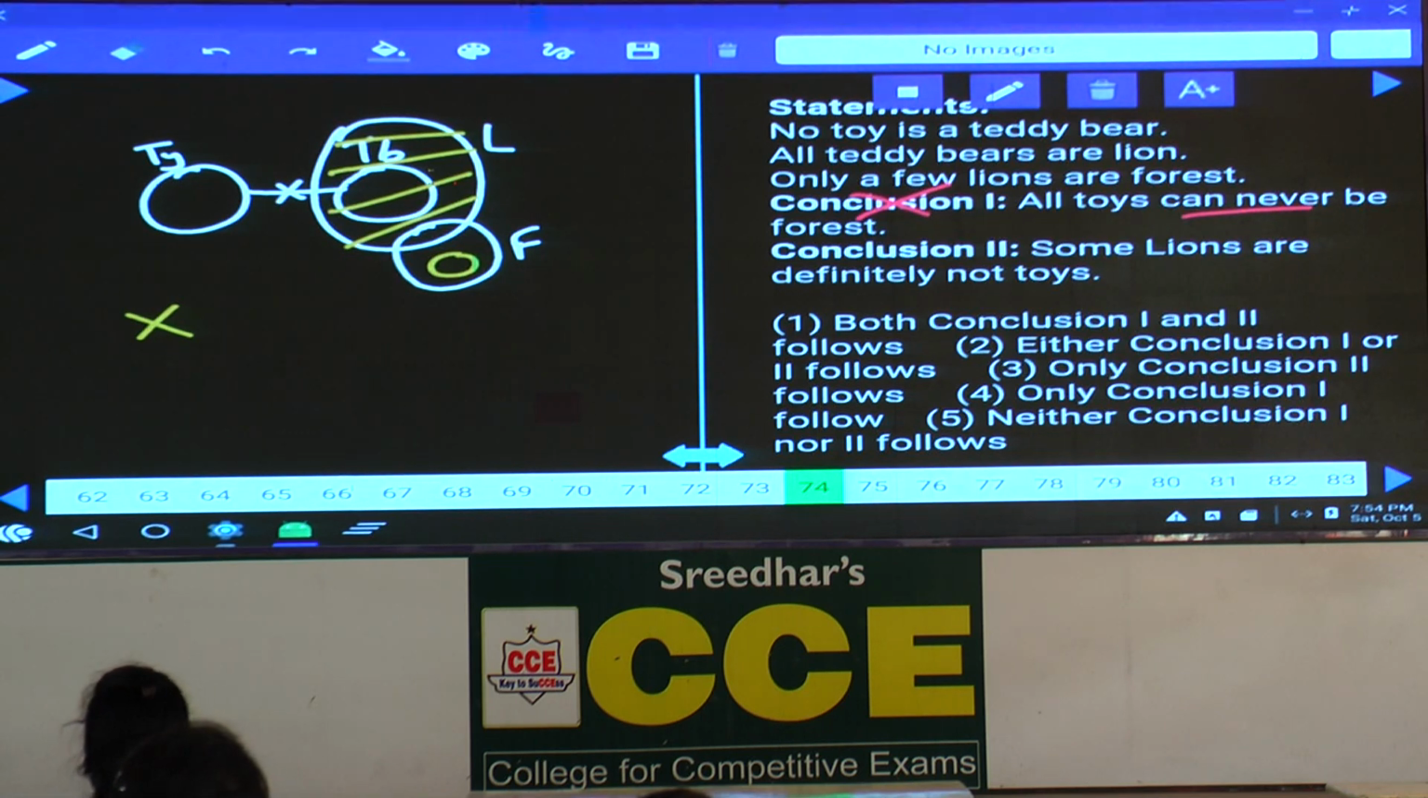And second, some lions are not toys. No lion is a toy, so some lions are not toys is also true. Hence in order to make this one false, we need to prove all lions are toys. Is it possible to draw like that? If I draw like that, all lions are toys, then no toy is a teddy bear will be false. Alternate diagram cannot be drawn, this will be true forever. What is your answer? Only 2 follows, and it is given in choice 3. 74, it is choice 3.